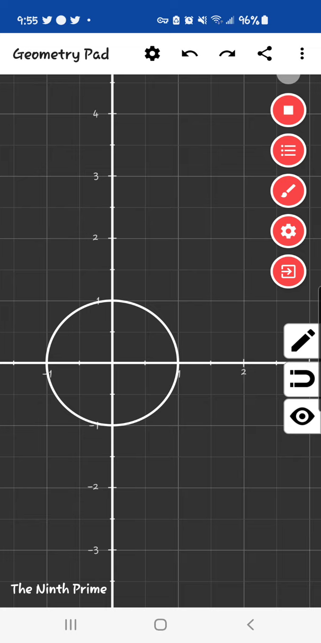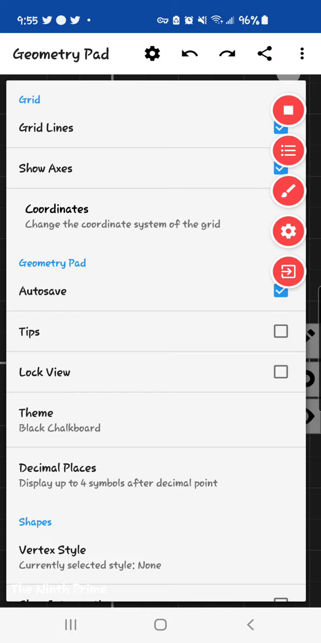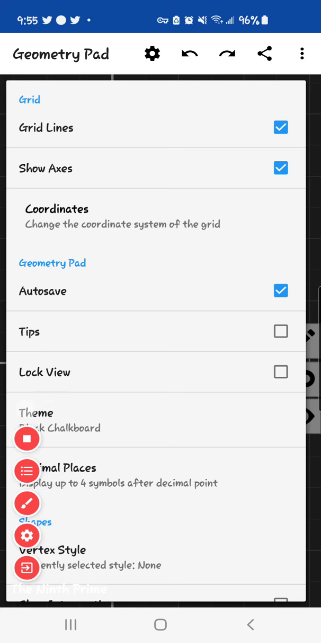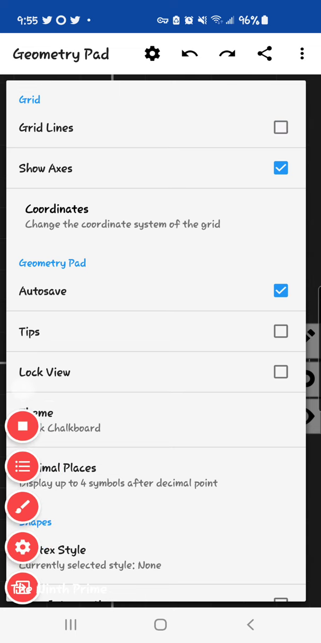Okay, I'm just going to get this grid off. Damn, that thing is on the way.